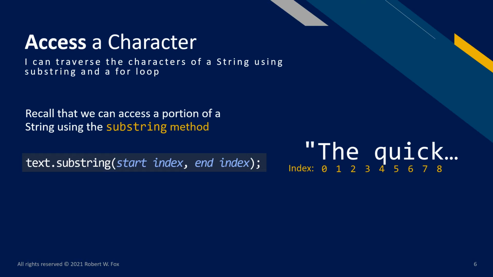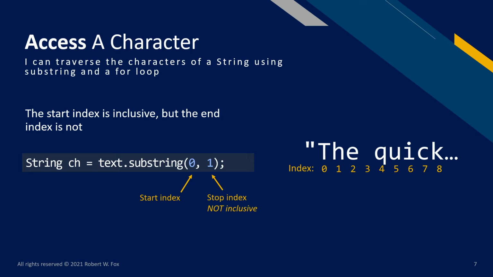We need to access the characters of our string one by one. Remember that we can access a portion of a string using the substring method. We give it a start index and an end index, and it will return that portion of the string. When we use substring, it's important to remember that the starting index is inclusive, but the ending index is not. So if we were to say text.substring(0, 1), it would only give us the first character because the 0 is included and the 1 is not. And based on this line of code, that character, a capital T, will be stored in our variable ch.